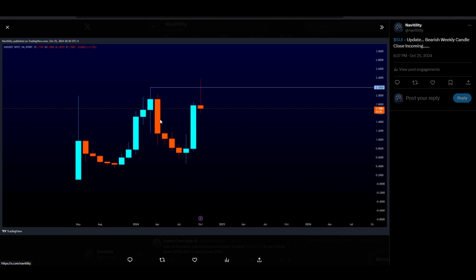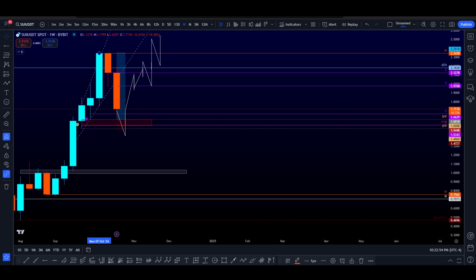Quick little update on SUI too as well. I just posted. This was the monthly chart. As you can see, very, very bearish engulfing candle. So this leads me to believe we might even come all the way down and test this pivot high, right? It's almost like a monthly fair value gap in a way, right?